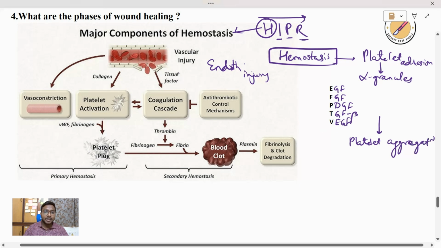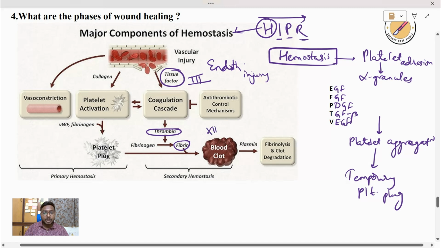Along with these platelets, the other one in charge at the localized wound site is your tissue factor. That is nothing but your coagulation factor 3. This tissue factor will initiate the coagulation cascade. Ultimately, thrombin is formed. This thrombin will convert the fibrinogen into fibrin, which will stabilize the clot. So once the platelets are aggregated, there will be a temporary blood clot or temporary platelet plug. This will be stabilized by the fibrin by forming factor 13, that is fibrin stabilizing factor. Okay. So these are the initial things that are happening in the phase of hemostasis.